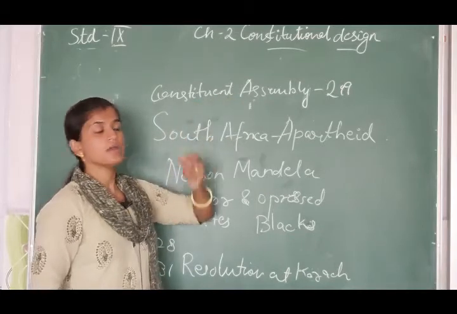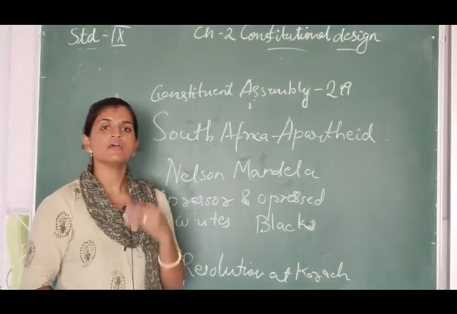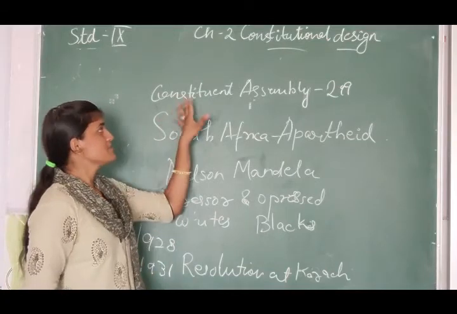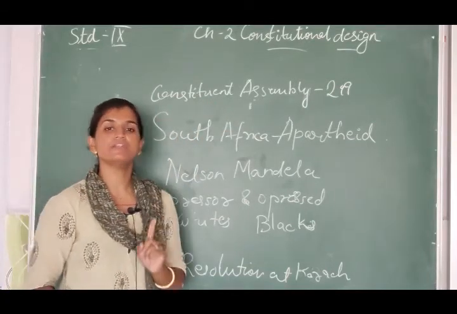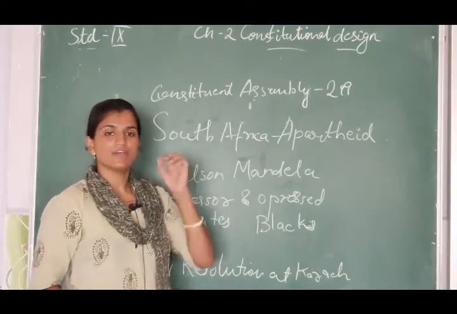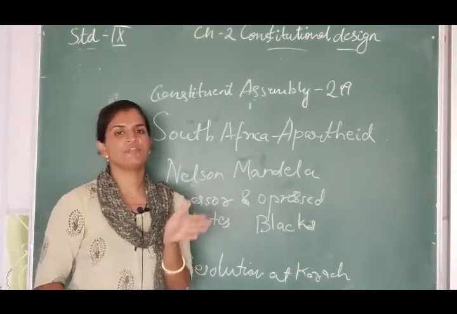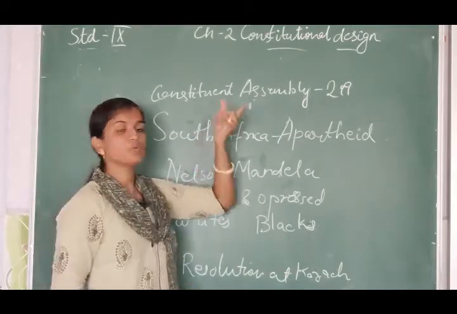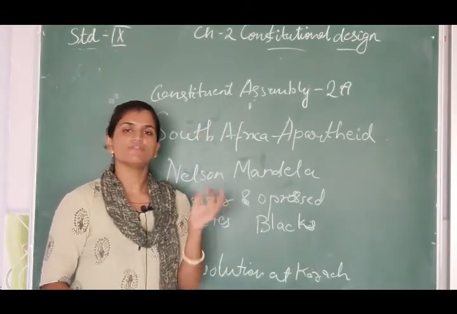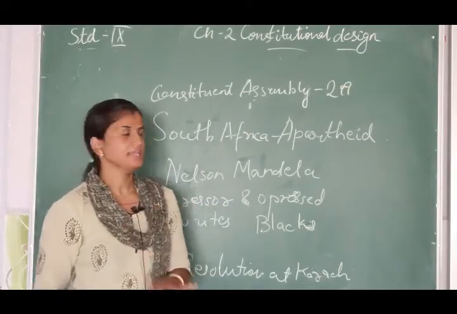Now, whatever rules and regulations were made in the constitution were for the rights of the people, and were accepted by the people. The first right is universal adult franchise. As we all know, it is the right to vote above 18 years. This right was given to every person above the age of 18 years, for both women and men.